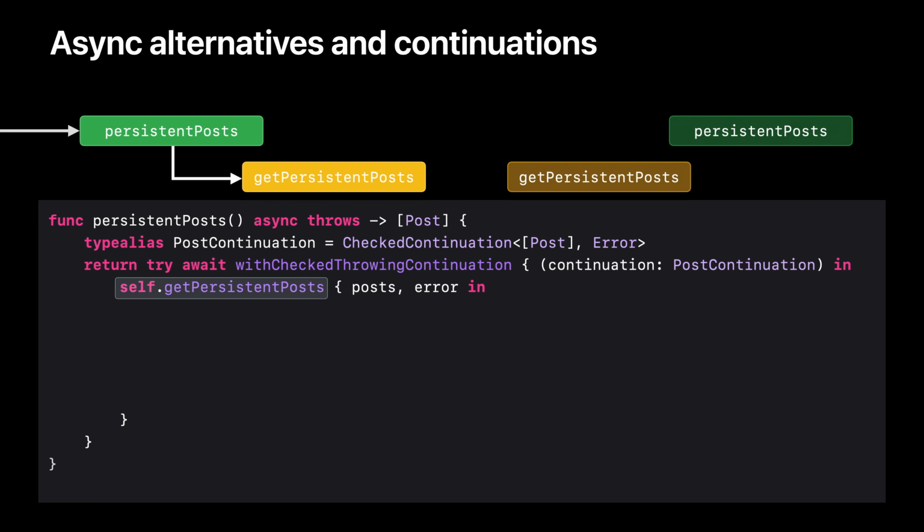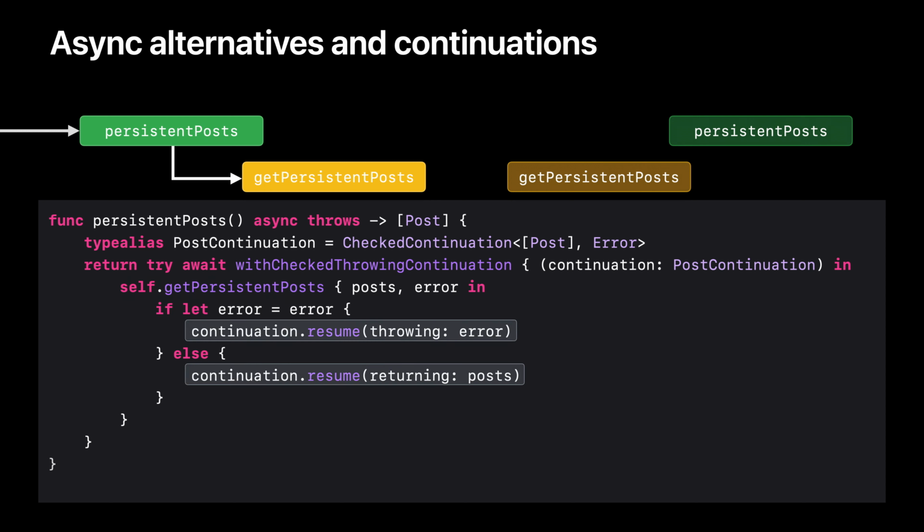Let's finish building the bridge. The continuation value provides a resume function into which we place the results from the completion handler. Not only that, but resume provides the missing link we need to unsuspend any calls awaiting the result of the persistent posts function. And there, in one neat package, is our finished bridge from completion handlers to async functions.